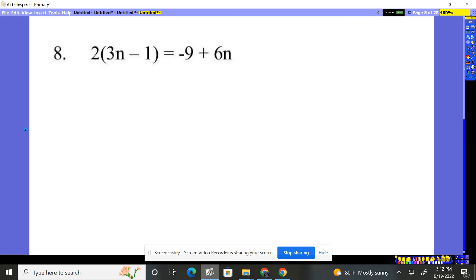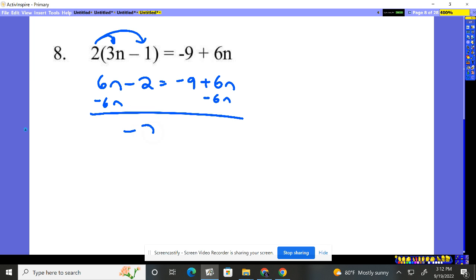Number 8, well, just start with distributing through. 2 times 3n, 6n, 2 times 1, 2. Negative 9 plus 6n. Get all variables on one side, numbers on the other. I subtract 6n. Something interesting looks like it's going to happen here. Negative 2 equals a negative 9.